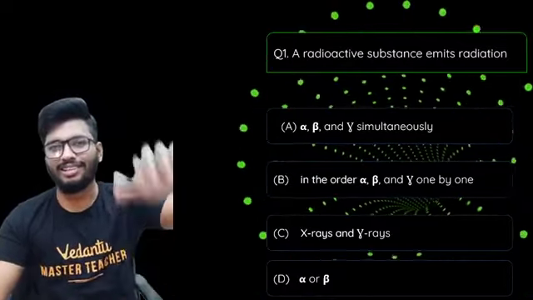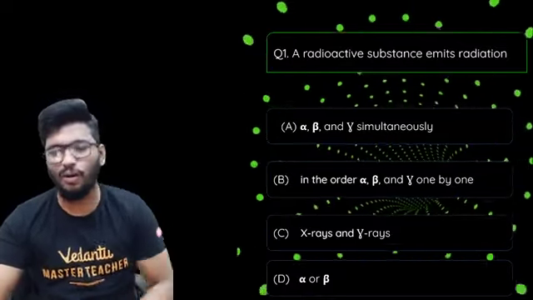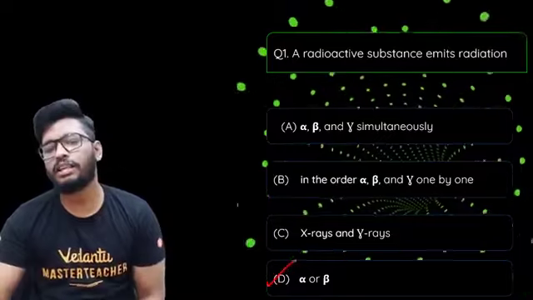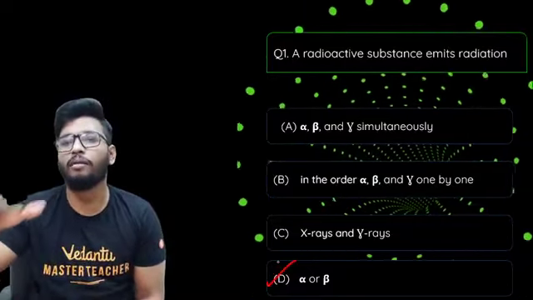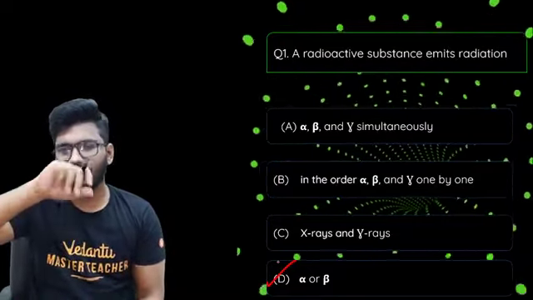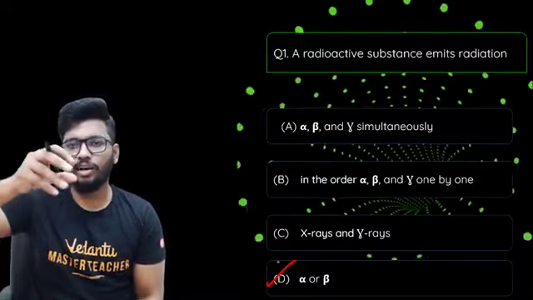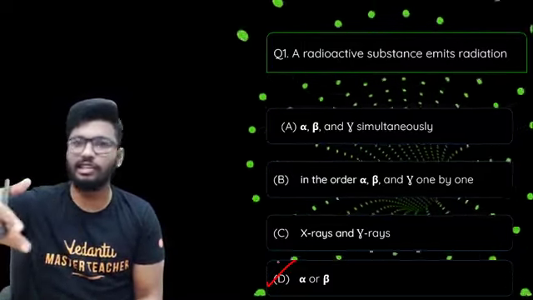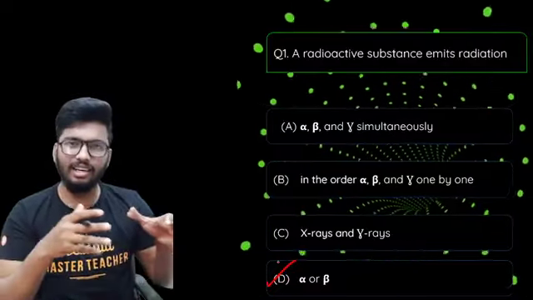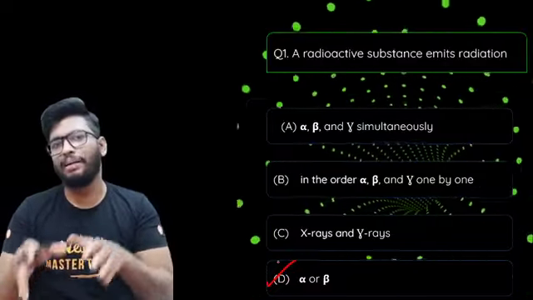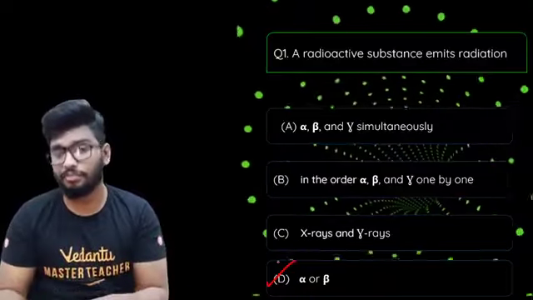The answer to this question, in 5, 4, 3, 2, 1, is actually option number D. It's either alpha or beta. Now here's the thing, guys. A radioactive substance cannot emit alpha, beta, and gamma simultaneously. That is not possible. Either it will emit gamma rays, or alpha rays, or beta rays.